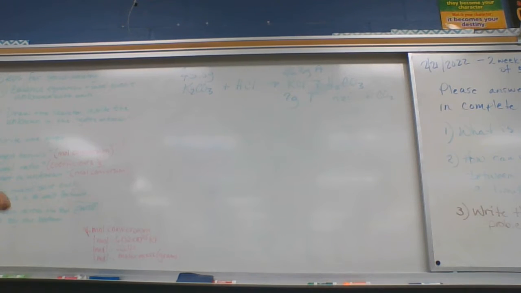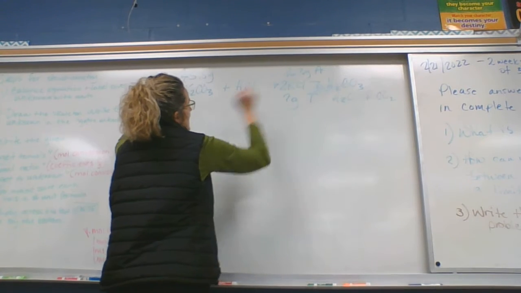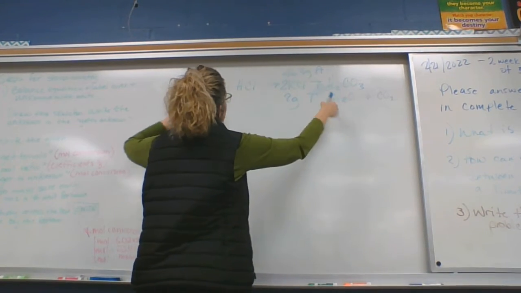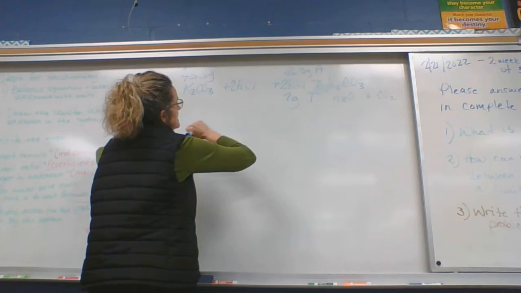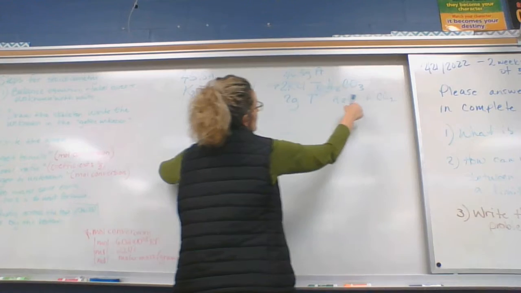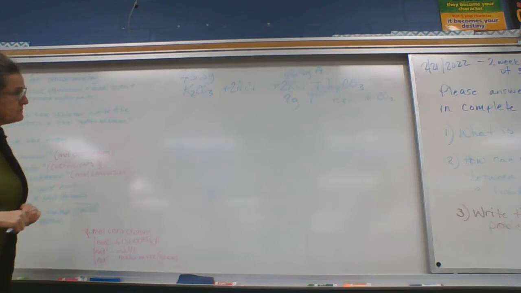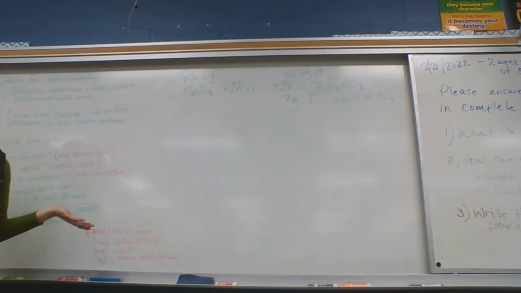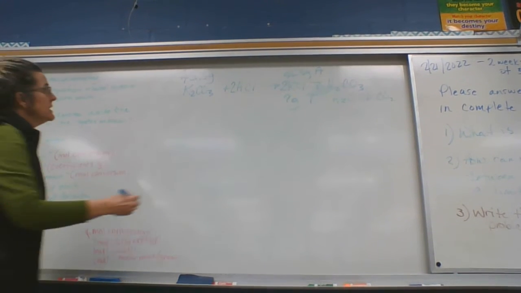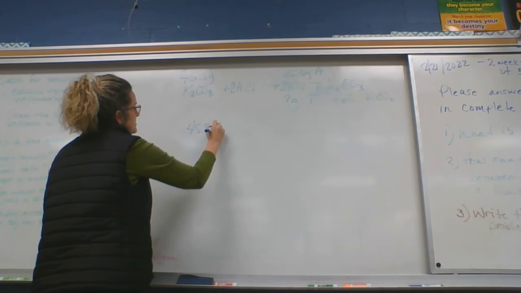Okay, so we got to balance this sucker. We have two potassiums here, two potassiums there. We have two hydrogens here, two hydrogens here, two chlorines, three oxygens, so it's balanced. All right, so how do we start a basic stoichiometry problem? We always write the given. So 45.8 grams of K2CO3.